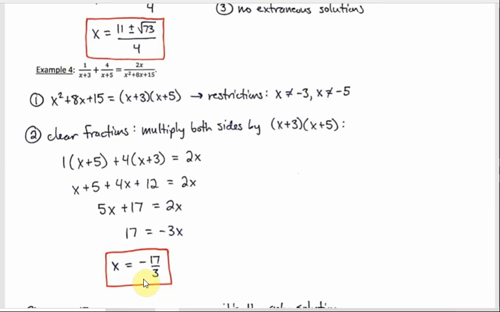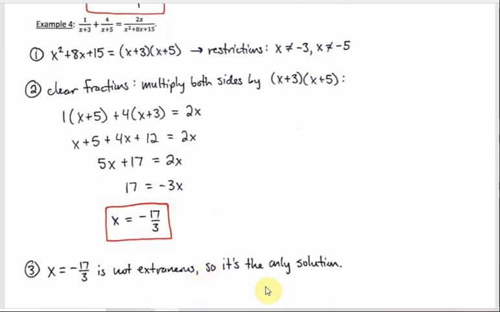End up with x has to be -17 over 3, and it looks like that's okay because it's not either of these restrictions up here. So yeah, no extraneous solution. So the only solution that we're ending up with is -17 over 3.